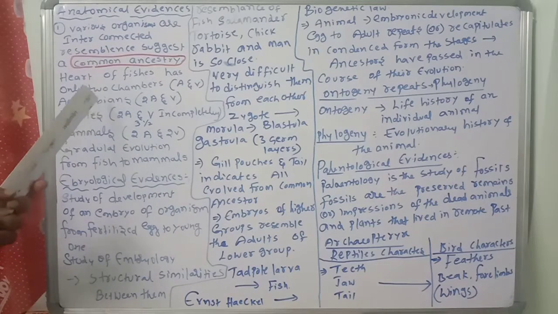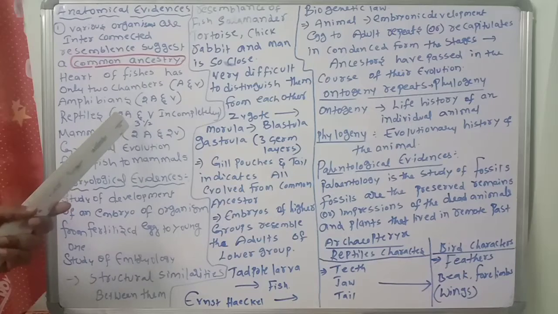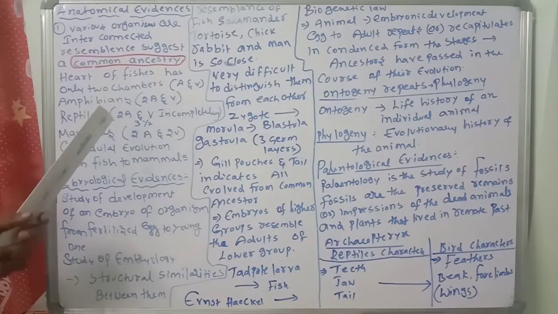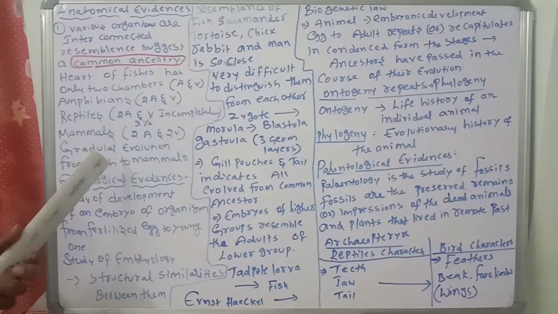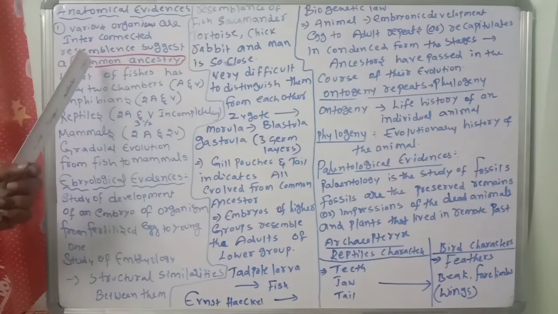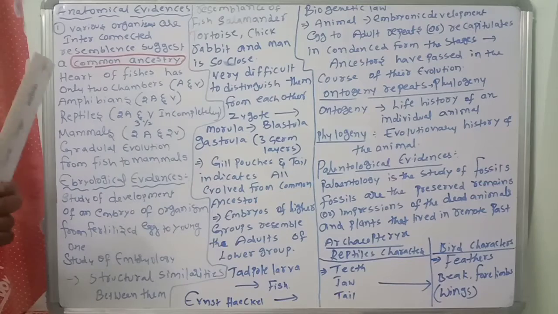From two chambers to three chambers, three chambers to three and a half chambers, then four chambers. Like that, development of new chambers happened or not? This indicates gradual evolution from fishes to mammals. This is the most important point to remember. Various organisms are interconnected. Resemblance, which means similarity, suggests a common ancestry.